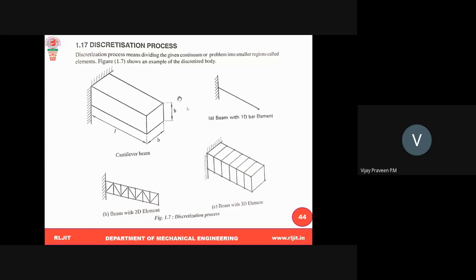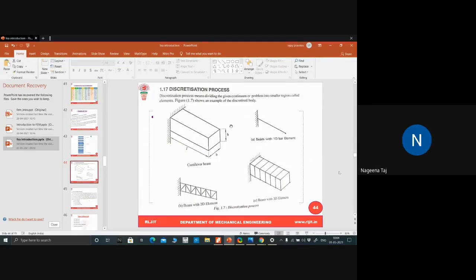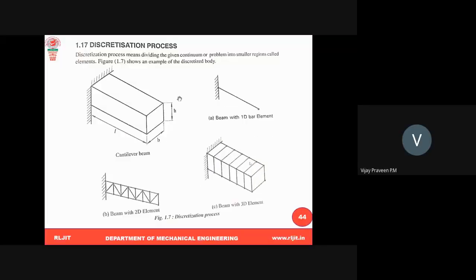Hello? One day, sir. Yes, sir, you should do 1D analysis. Suppose the length and breadth are more compared to height, then which analysis should you do? 2D. If all three are considerable, then you go for 3D.